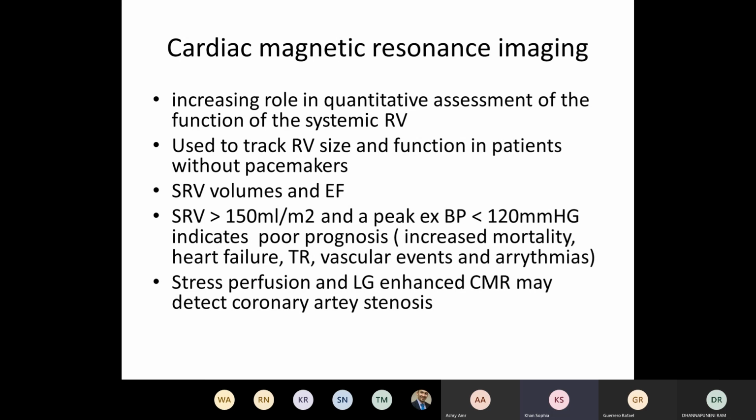But it means that you can look at the volumes of the right ventricle, and if the volumes reach a threshold of more than 150 mL per metre squared, that's indicative of poor prognosis, and these patients are more likely to have early mortality, severe failure, tricuspid regurgitation and other events. And again, as we said before, you can also use MRI to do stress perfusion and late gadolinium enhanced scans to look at what's happening with the perfusion and if there's any coronary artery stenosis.